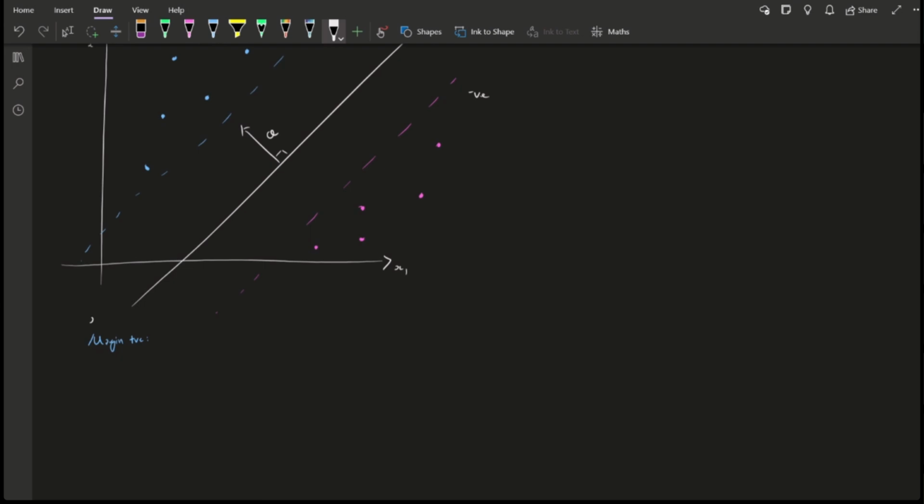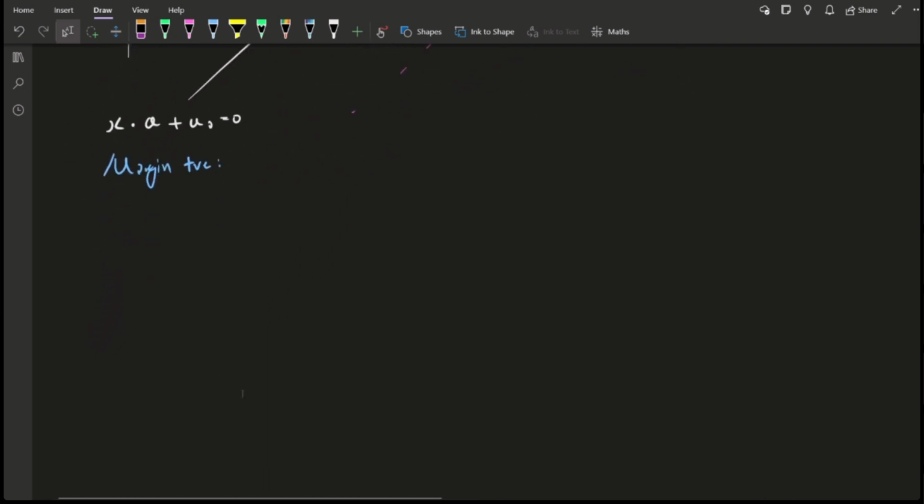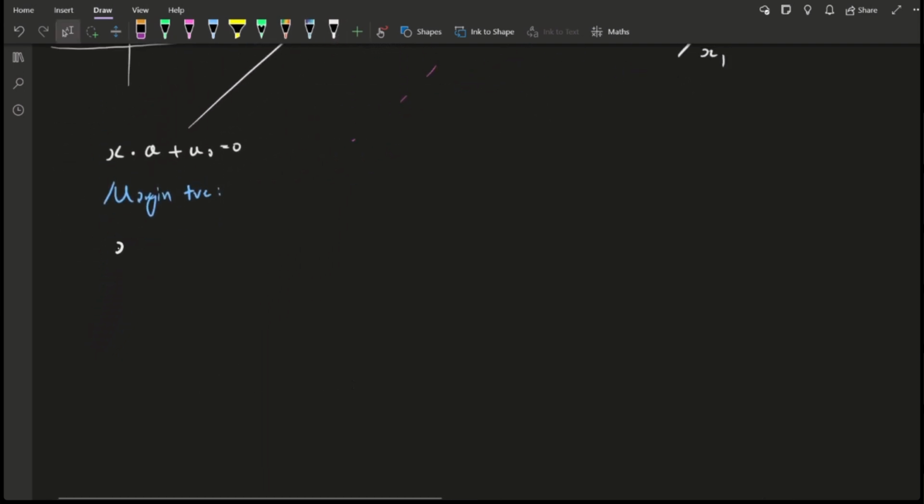Let's write the decision boundary here. The decision boundary is x dot theta plus theta naught equals 0. For the margin on the positive side, instead we want x dot theta plus theta naught equals 1. And for the margin on the negative side, we want this margin to be expressed as x dot theta plus theta naught equals -1.